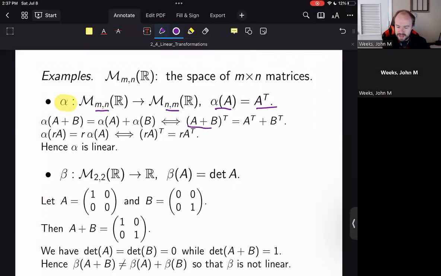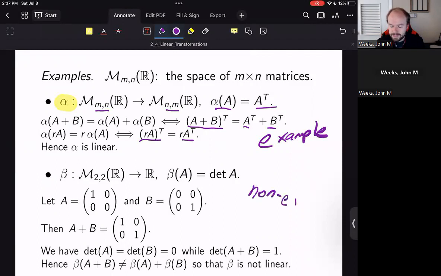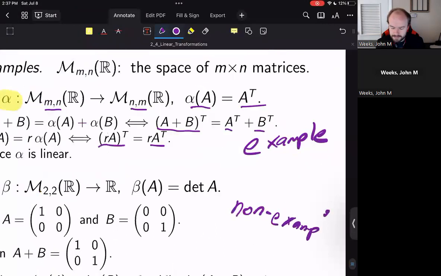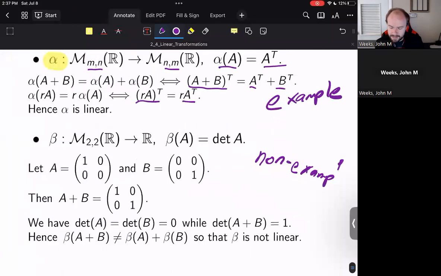If you take the transpose of the sum of two matrices, it's just the transpose of each one. And then a scalar multiple can come outside of the transpose operator. Hence, alpha is a linear operator. So this is a good example of a linear operator and some of the things that we've seen before. Here's a non-example that maybe might surprise you. Here is a non-example of a linear operator because this one is quite prevalent.